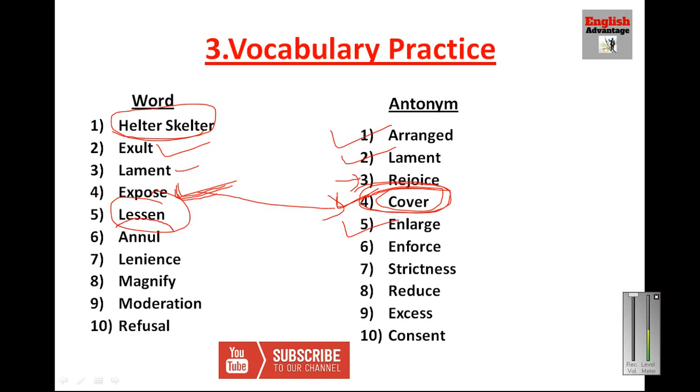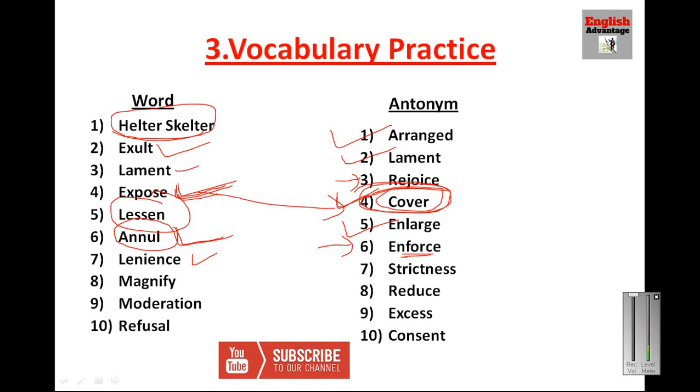Annul. This is also a very common word. It has come in many exams many times. Annul means to cancel something. To call off also means to cancel. Call off. And enforce means to put it into practice. Enforce will be the exact antonym.